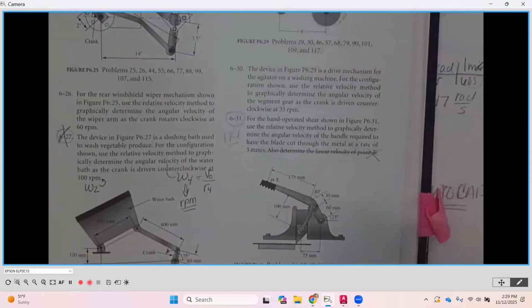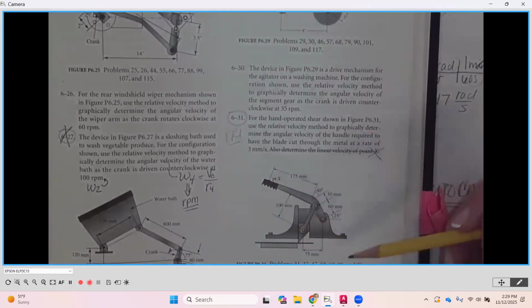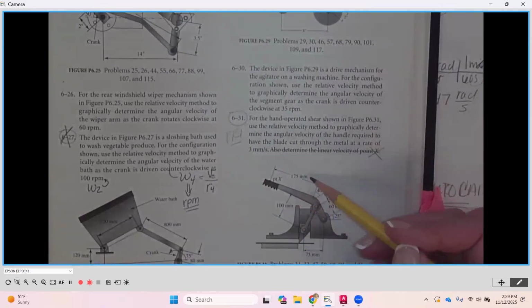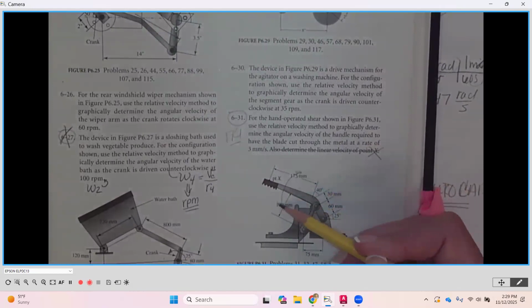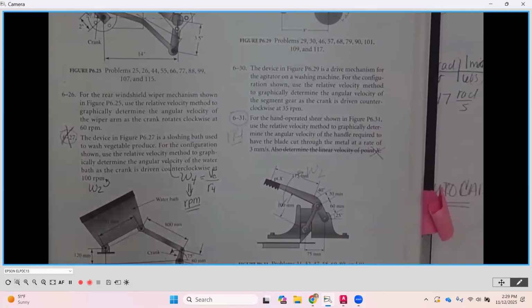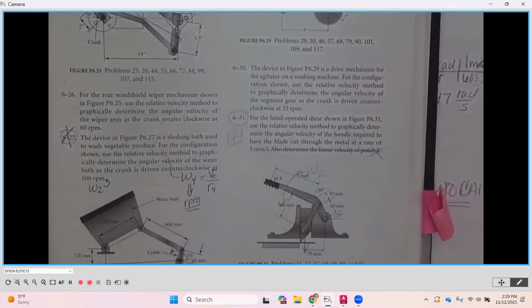And then the very last problem we're going to do is going to be 631. This is a hand-operated shear in this illustration right here. Use the relative velocity method to graphically determine the angular velocity of the handle this time. So the handle is right here. We want to know what this is. It will be W2, because that's our input, kind of doing a backwards problem here. This is when the blade is cutting through a material at a rate of 3 millimeters per second. If it's cutting through, it's going down, not up, so it's going down at 3 millimeters per second.